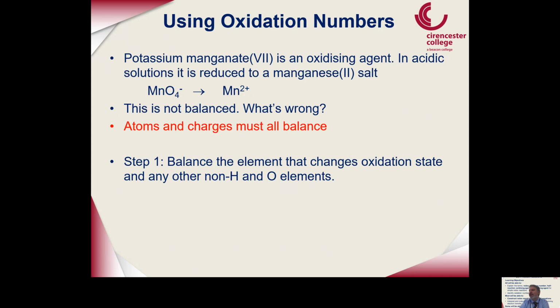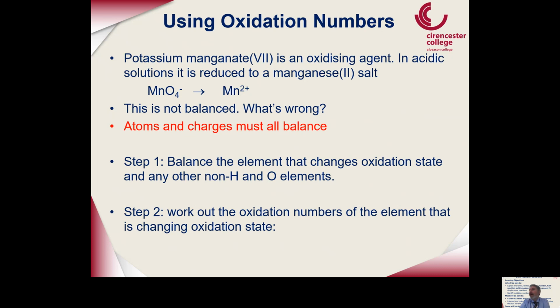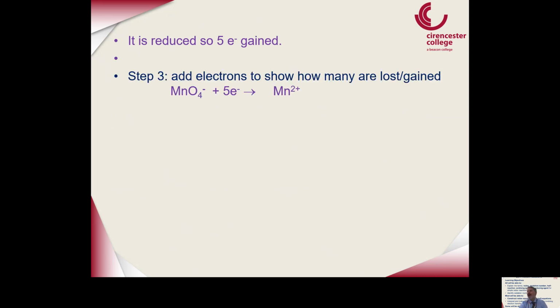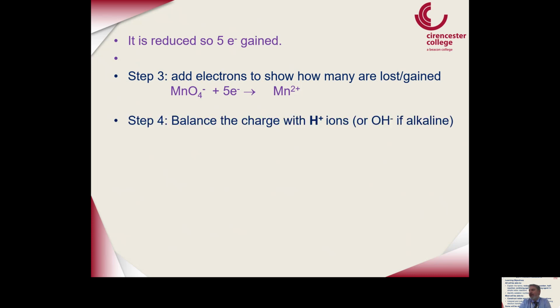Balance the element that changes oxidation state and any other non-hydrogen or oxygen elements. So leave hydrogen and oxygen to the end. MnO4-, so 4 lots of 2- is 8-, so the Mn must be +7. Work out the oxidation state of the element that's changing. Here Mn is going from +7 to +2, so it's reduced and you need to gain 5 electrons. So we put the electrons on the left-hand side, added to the manganese in its current +7 state, and that balances.